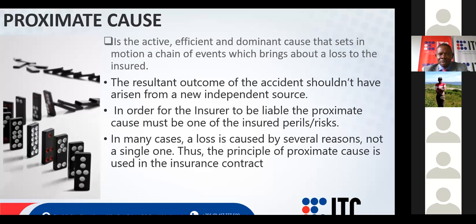Okay. I'm going to the principle of proximate cause. I'll try to be as simple as I can so that we all understand this principle, because it's always asked and students find it very hard to explain. When you talk about the principle of proximate cause, we are looking at a chain of events which are all happening together. But of all these many events, you need to identify which one is really accountable for the occurrence of the additional happenings or the end result. Here it's the active, efficient and dominant cause that sets in motion. So what exactly brought all this about?